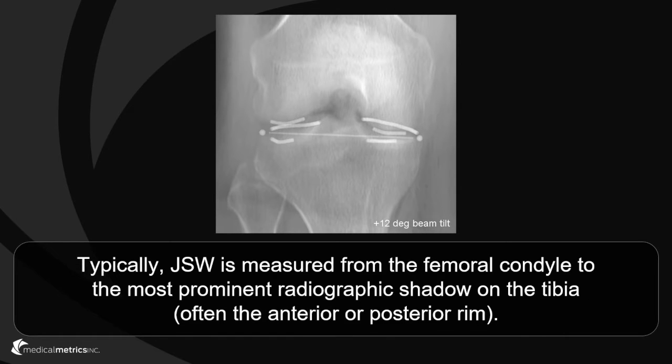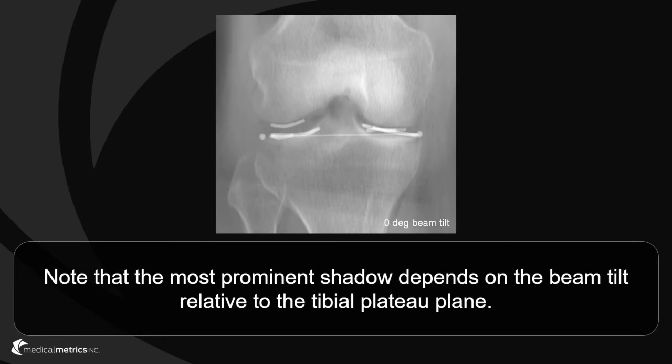Joint space width is commonly measured from the femoral condyle to the most prominent radiographic shadow of the tibial plateau. That shadow could be the anterior or posterior rim of the plateau or the subchondral bone. The most prominent shadow depends on the beam tilt relative to the plane of the tibial plateau.